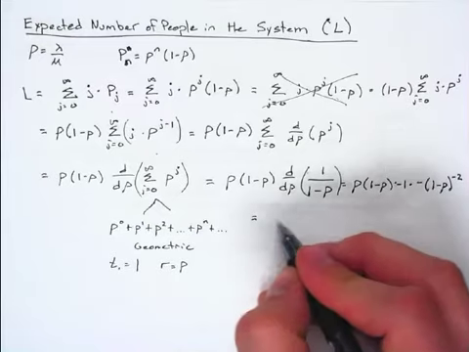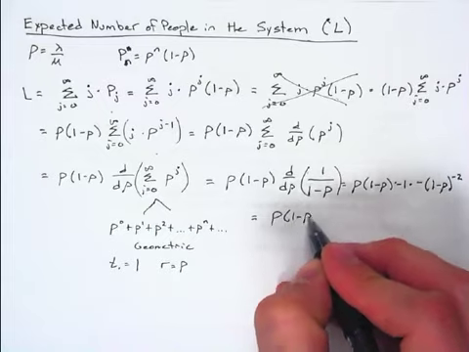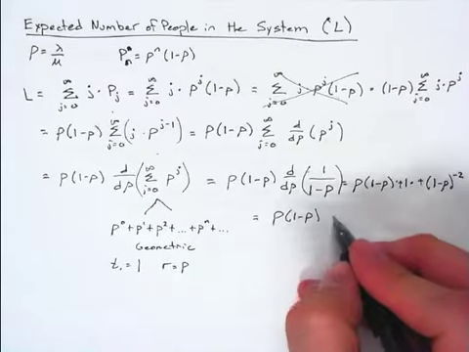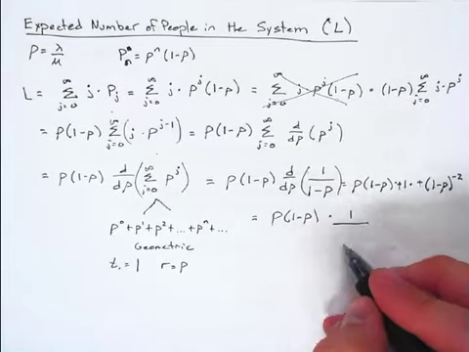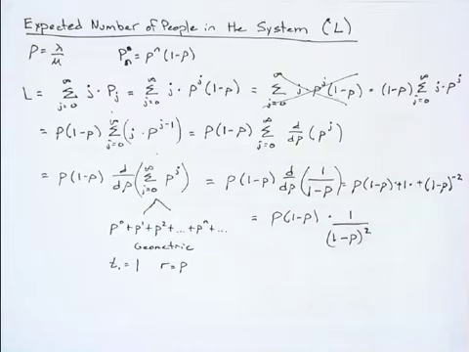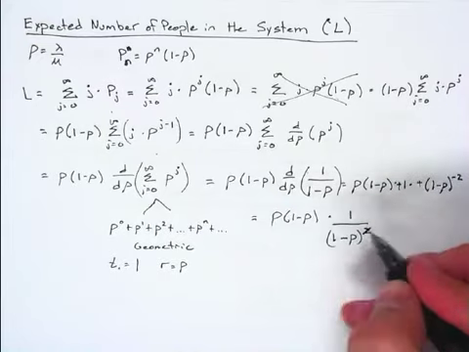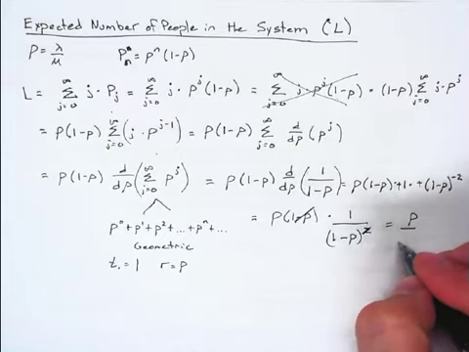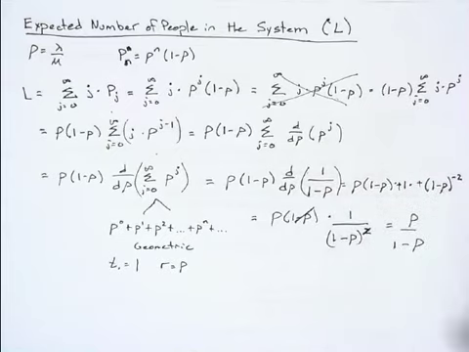This becomes rho times 1 minus rho. These negatives cancel each other out, of course, times, bring it back to your denominator, 1 minus rho quantity squared in the denominator. And that's pretty nice. That cancels with this, and this equals rho over 1 minus rho. And this is now going to be your expected value, simplified as far as it can get.